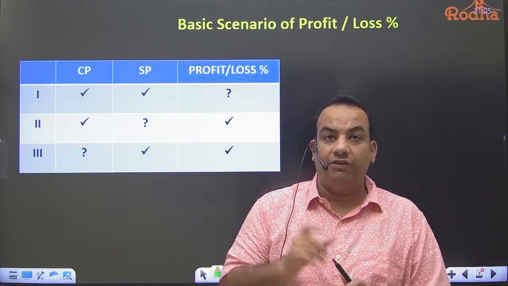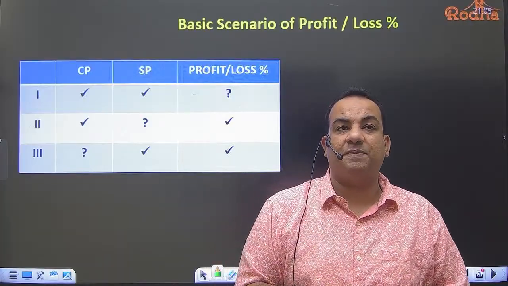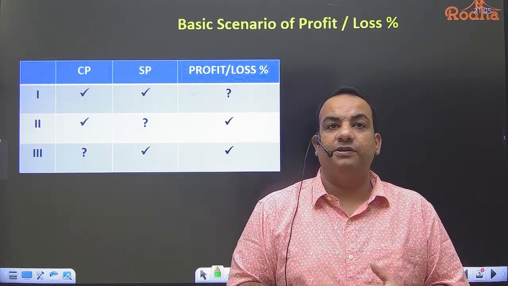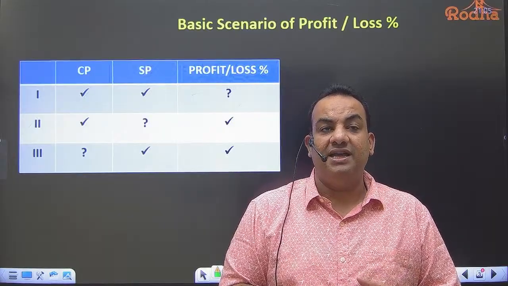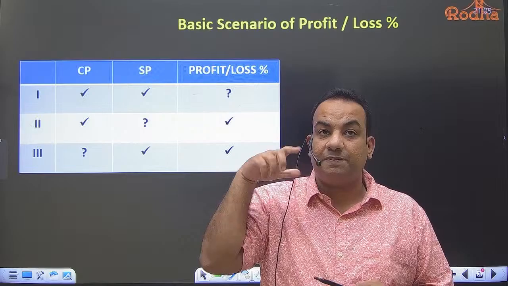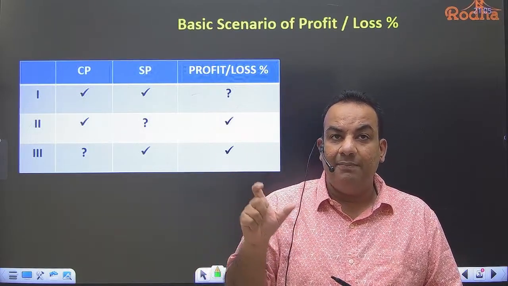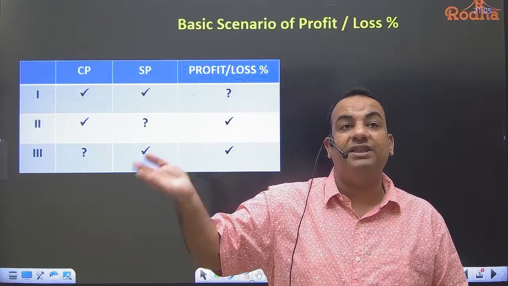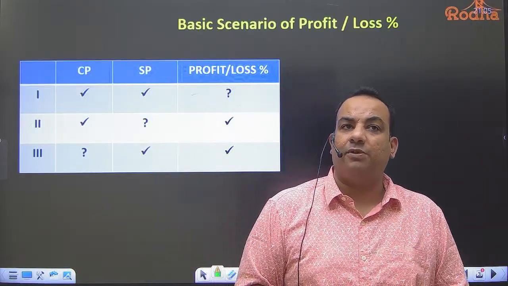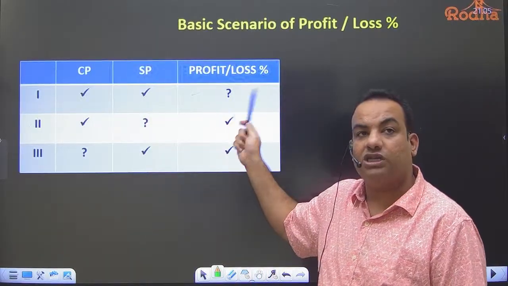Now see, I give you one example for first scenario. Just tell me the answer orally. If I say cost price is 500, selling price is 700, what is my profit percentage? So I can say profit is 200. 200 with respect to 500. So 200 by 500 into 100, that is 40% profit. Very easy. So if you know CP, you know SP, you can calculate profit or loss percentage.